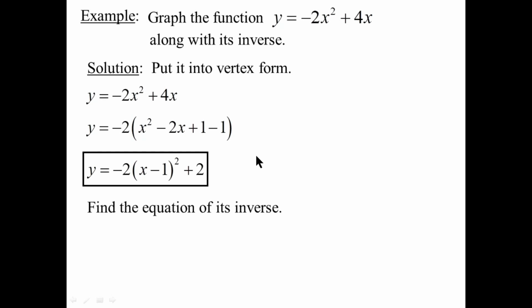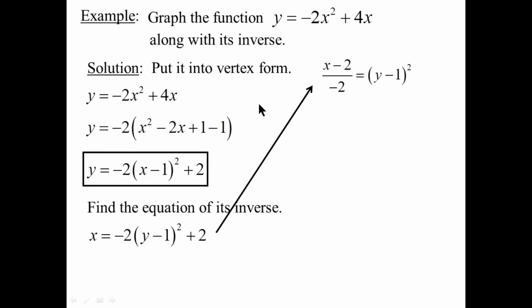Now finding the equation of the inverse, that's not hard. First we have to do a swap. X will become y, y will become x. Then start moving things. So this +2 will pull across this equal sign, and the -2 will also divide under. We could turn this around because many people prefer to have y on the left. So we can just simply turn the equation around.